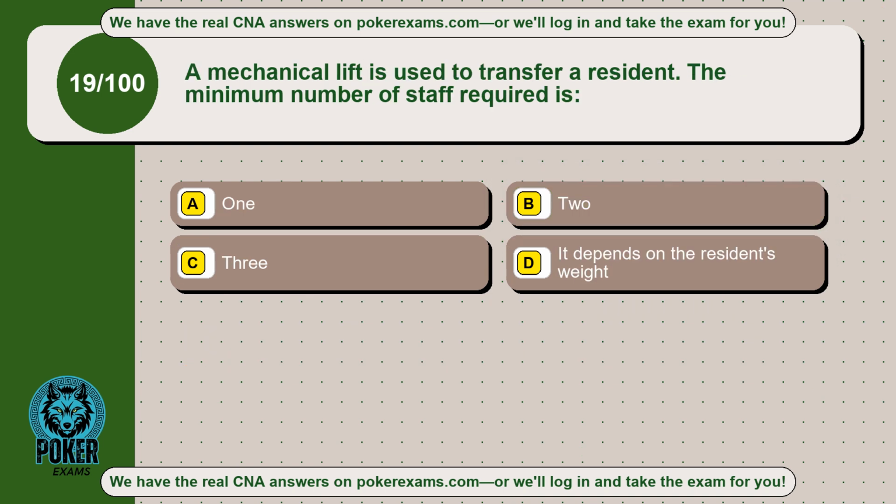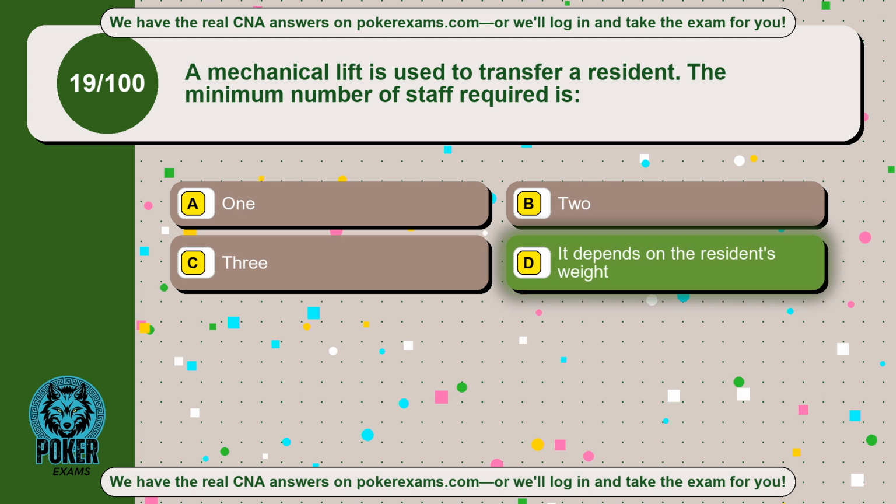Question 19. A mechanical lift is used to transfer a resident. The minimum number of staff required is: Option A. 1. Option B. 2. Option C. 3. Option D. It depends on the resident's weight.